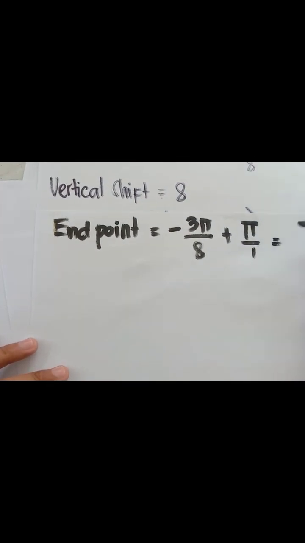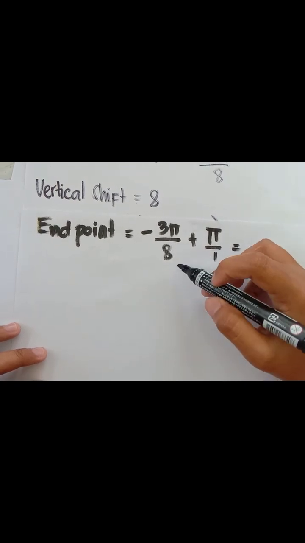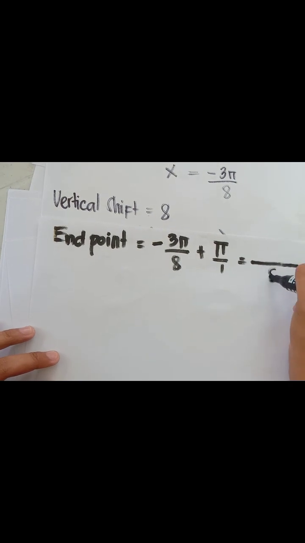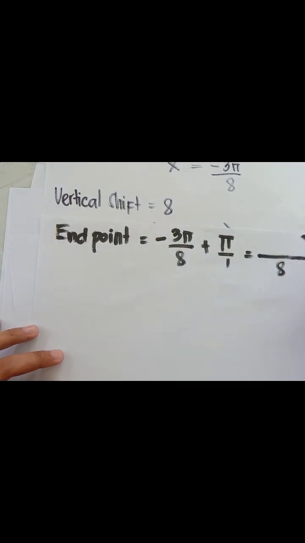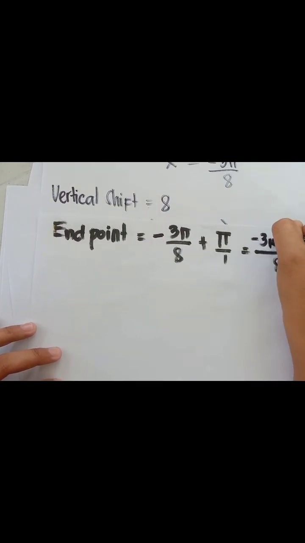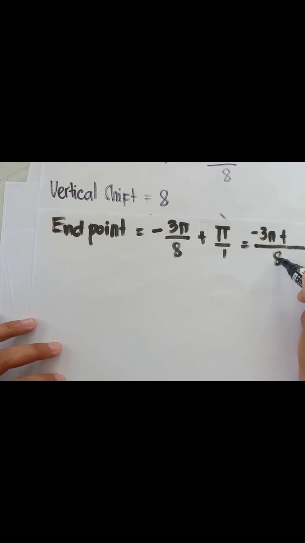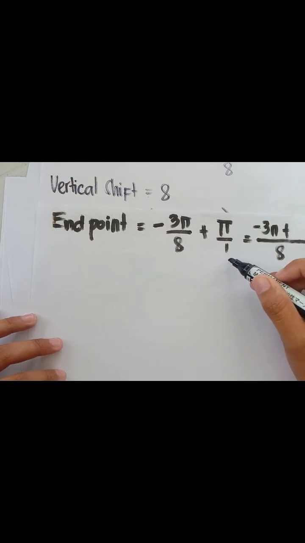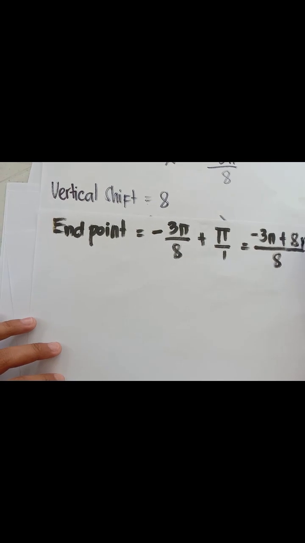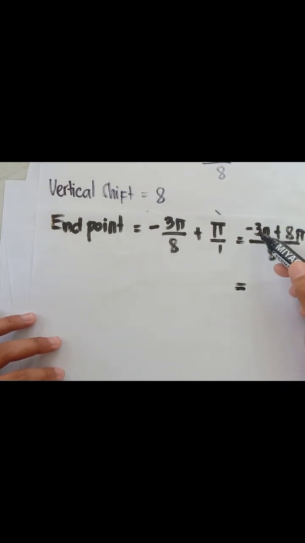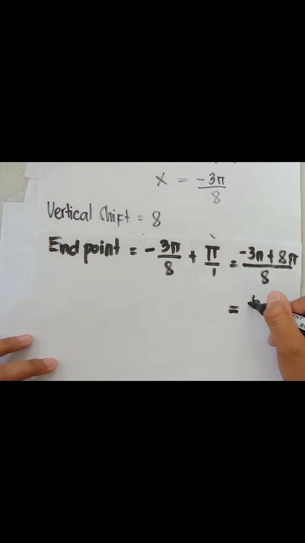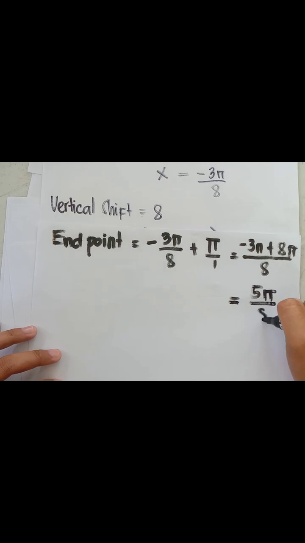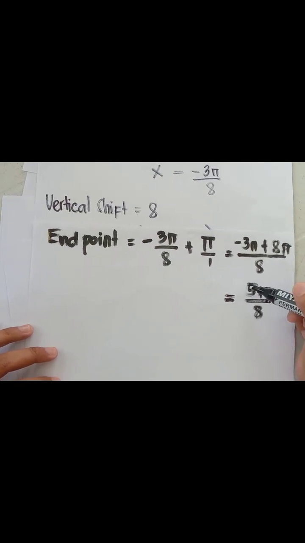Then put 1. So they have different denominators, so get the LCD. So the LCD is 8. Then 8 divided by 8, 1 times negative 3 pi equals negative 3 pi, plus 8 divided by 1 equals 8 times pi equals 8 pi. So the answer is negative 3 pi plus 8 pi equals 5 pi over 8. And this is our endpoint.